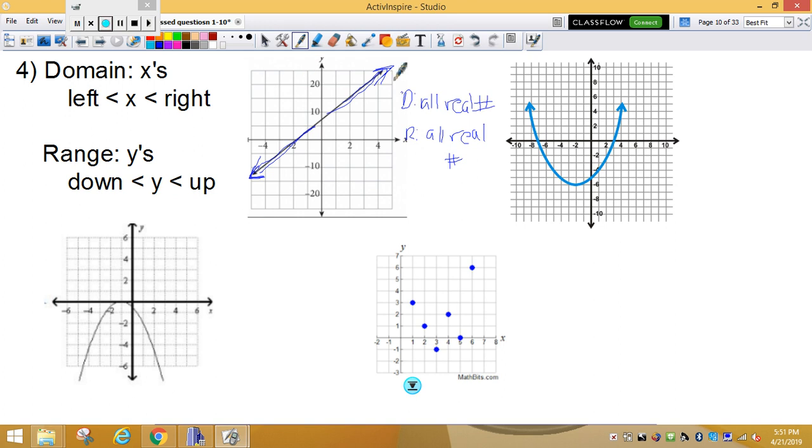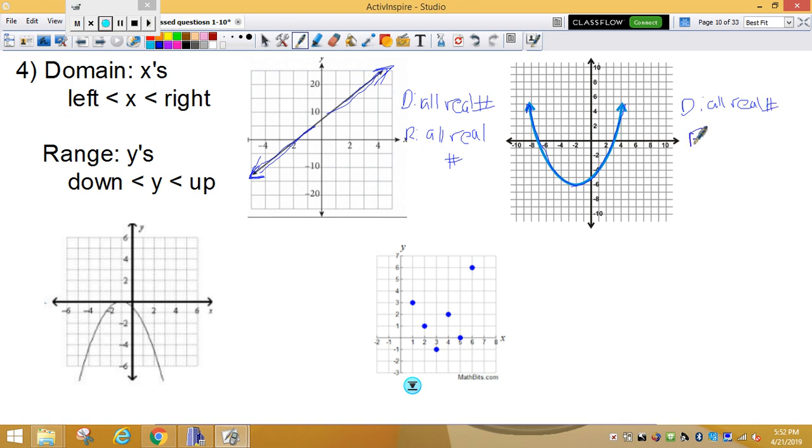So you need to have this graph drawn. It doesn't have to be to scale, but I want you to draw a straight line. I want you to put the domain is all real numbers and the range is all real numbers. Number 2, I want you to kind of sketch this graph. All right, let's do domain. Domain, it's going to go left. That arrow means it's going to keep going left. Same thing to the right. It's going to keep going right. So your domain is all real numbers.